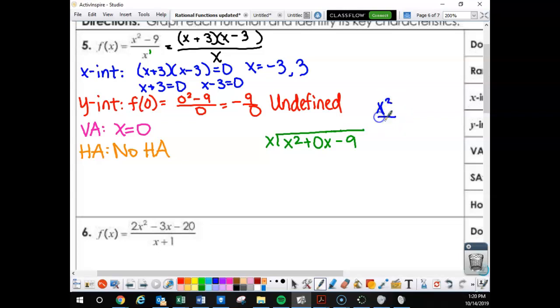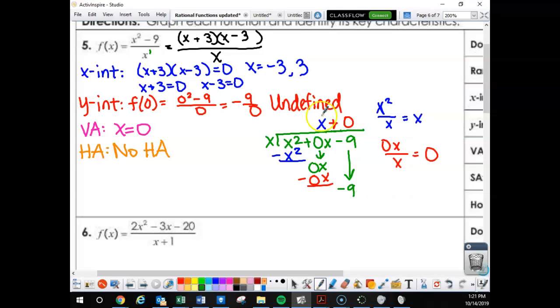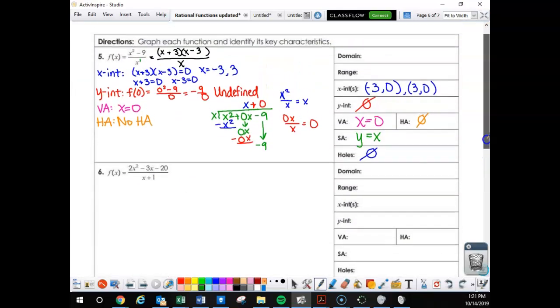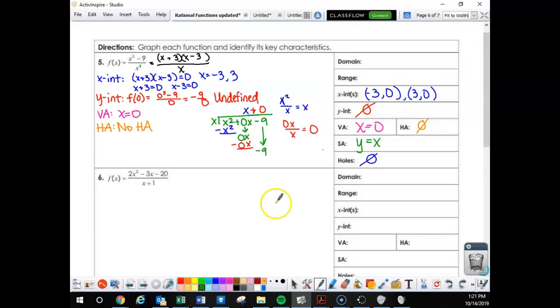I have x squared divided by x, which is just x. So x times x is x squared. I subtract that, I get 0, so now I just bring down the 0x. Now I have 0x divided by x, and I'm left with 0. So 0 times x is 0x, and my negative 9 is going to be my remainder. I don't care about the remainder. The only thing I care about is this right here. So the equation of my slant asymptote is y equals x. Okay, so let's graph this to see what it looks like.